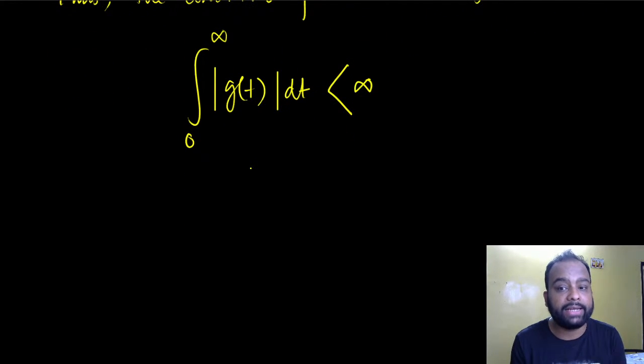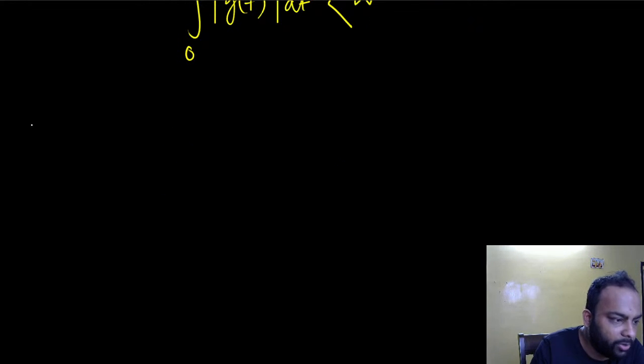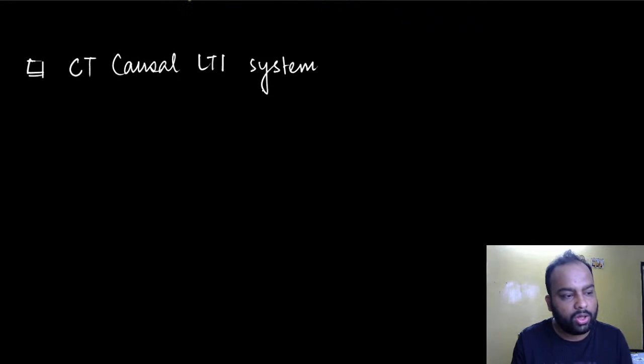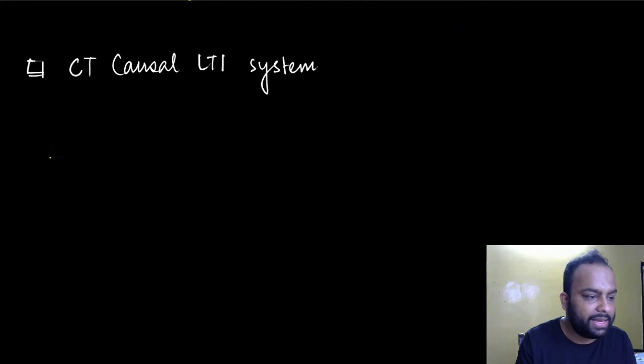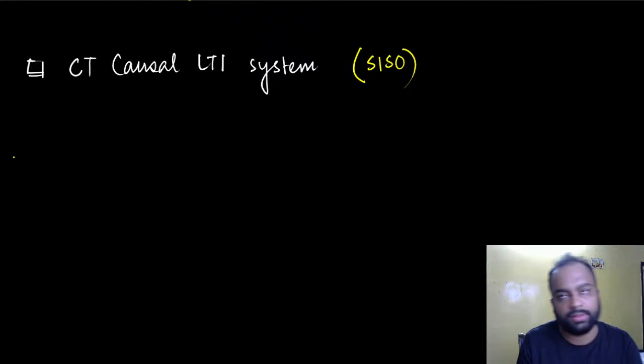Now let's think about this in terms of a causal linear time invariant system. If I have a continuous time causal linear time invariant system, then we can have a transfer function description of that. So now let's jump into transfer function. We have continuous time causal linear time invariant. Let's say we have a continuous time linear time invariant system, and for our purpose we are assuming single input single output. It does not need to be so, but we are just assuming single input single output for the sake of simplicity here.